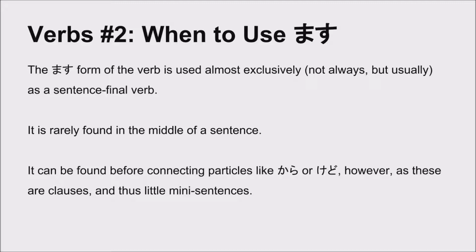It is less than frequently found in the middle of a sentence. You will find it in the middle of a sentence, just usually there's a conjugation after it, or a connecting particle after it to some extent, like kara or kedo. These are sort of like clauses, aka sort of mini sentences, so technically it's still a sentence final, but that's not really worth dwelling on. Just pointing out that in general you're going to find mas at the end of sentences.